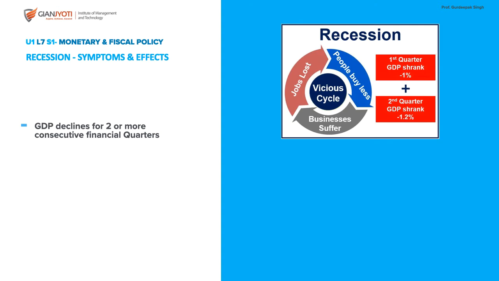So what are the symptoms and effects of recession? Firstly, when we call a recession, maybe the GDP is going down, but then again it starts recovering. But when the GDP declines for 2 or more consecutive financial quarters, we call that a recession. So for example, in the first quarter, GDP has shrunk by 1%, and in the second quarter, GDP has gone down by 1.2%. For 2 quarters, it has gone down. So then, as I said earlier, the income level goes down, people stop purchasing, and as a result, production goes down, businesses suffer. When the businesses suffer, they don't open up jobs, and they also ask people to leave. So this becomes a cycle until you come out of recession.